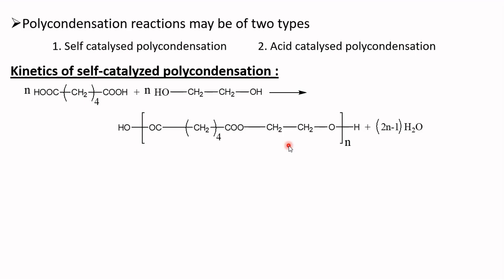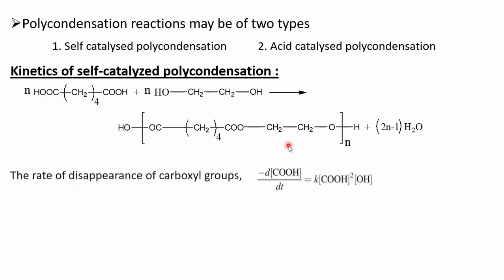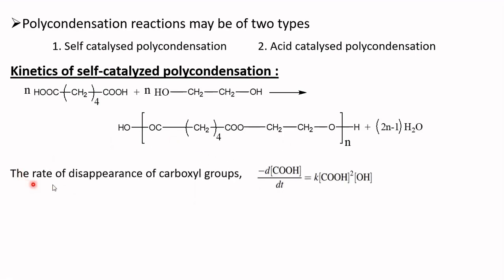The reaction is followed by measuring the rate of disappearance of carboxyl groups, which can be represented like this. The rate of disappearance of carboxyl groups, that is minus d[COOH]/dt, is equal to k into the concentration of COOH to the power 2 and the concentration of OH. In general, the self-catalyzed polycondensation reaction is followed like this.